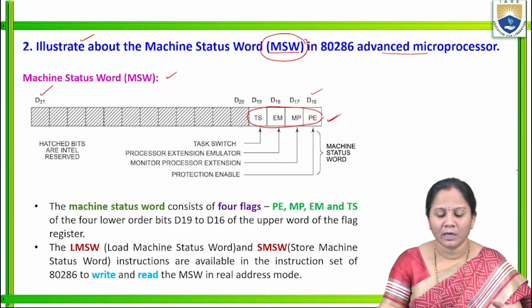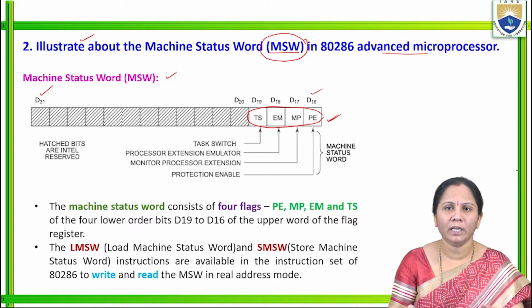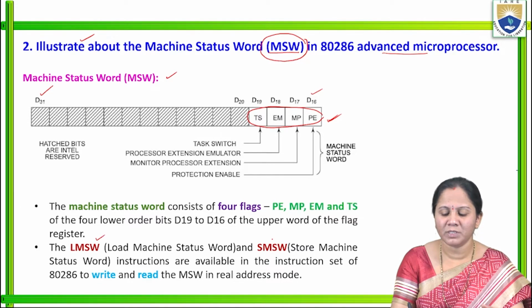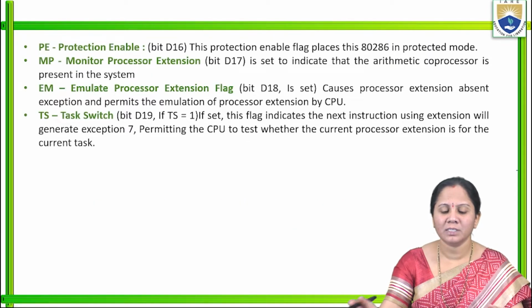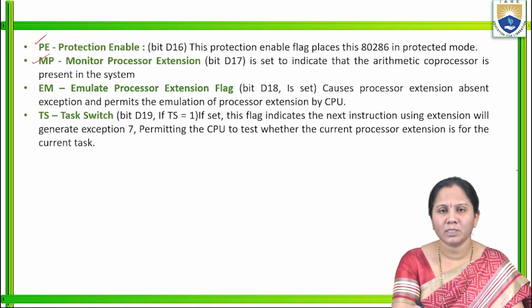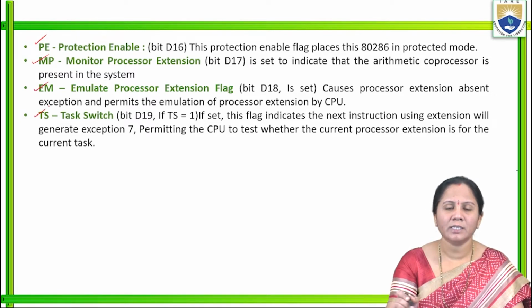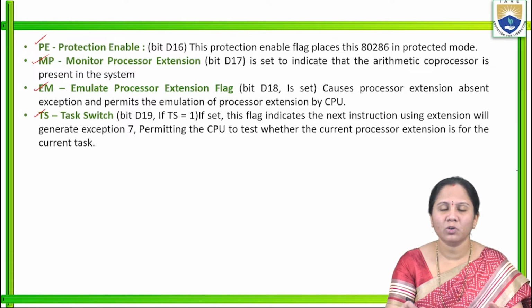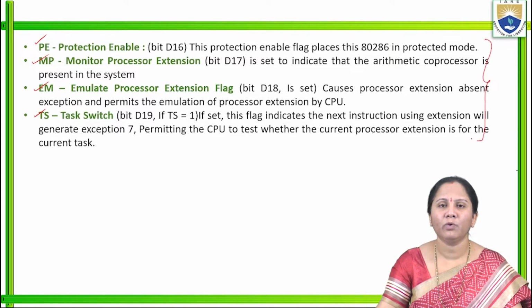In order to make this machine status word enable, we have to use instructions like load machine status word and store machine status word. And the 4 important bits that are present in the machine status word are: PE, protection enable; MP, monitor processor extension; EM, emulate processor extension; and TS, which stands for task switch. These are the 4 bits that are present in the machine status word in 80286 Advanced Microprocessor. So we have to write the function of all the 4 bits.